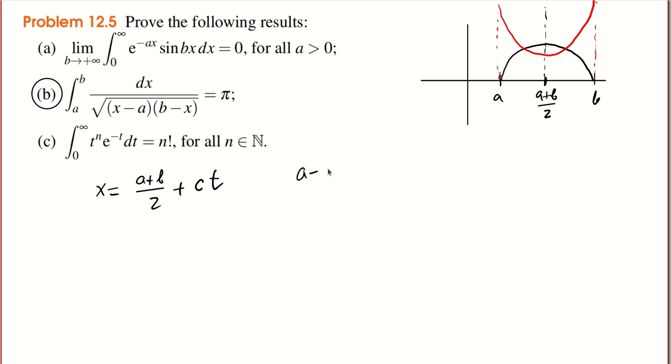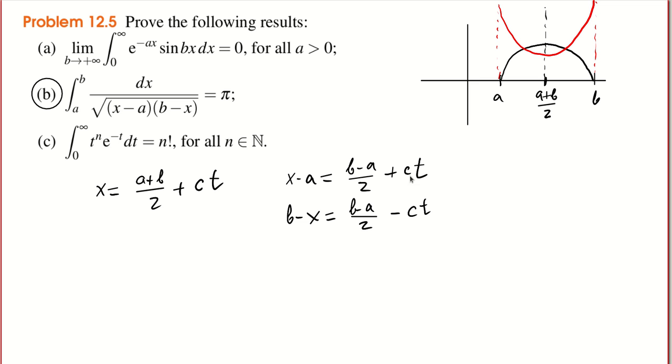To begin with, what is x minus a? Well, if you subtract a from here, what you have is (b minus a) over 2 plus ct. All right. What is b minus x? Well, if you subtract this from b, you have b minus this, so you have (b minus a) divided by 2 minus ct.